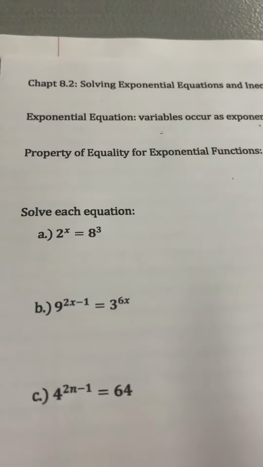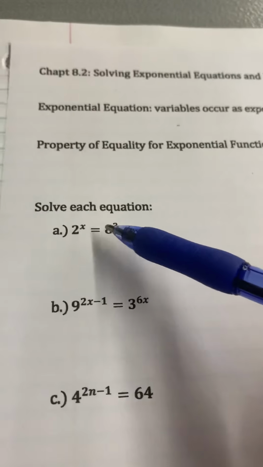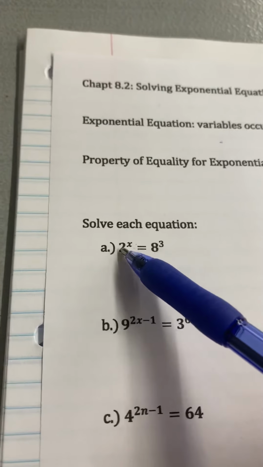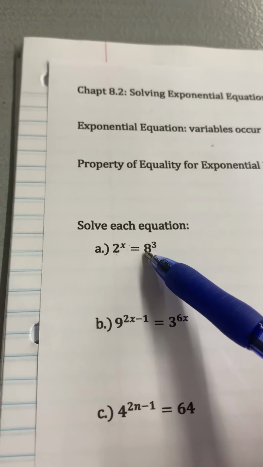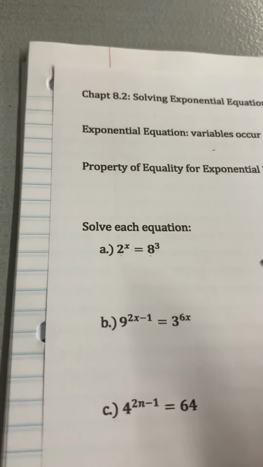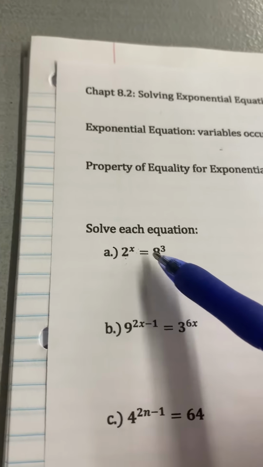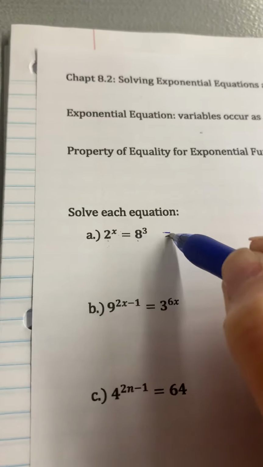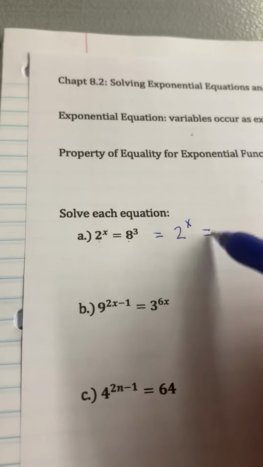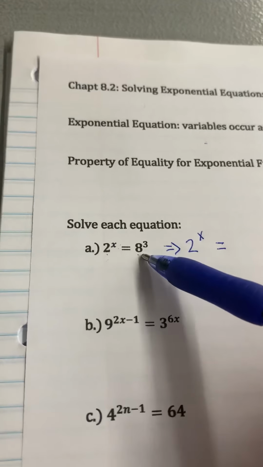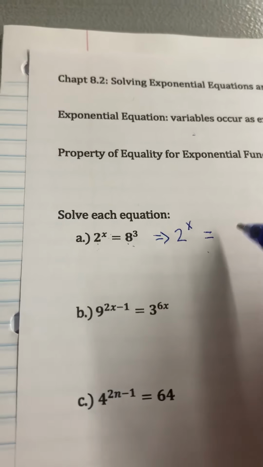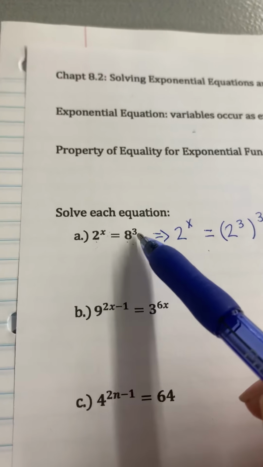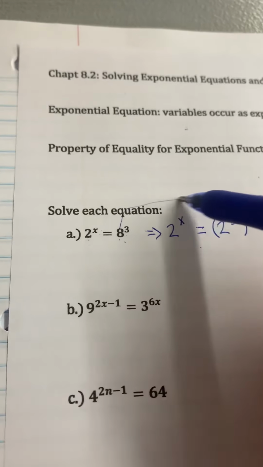Let me explain how that's going to work. Looking at this equation, we are solving for x, so our goal is to get x by itself. My first step is we want our bases, which are 2 and 8, to be the same number. How can I get 2 or 8 to be the same number? Well, I can change what 8 looks like. So if I have 2 to the x equals, now how can I change 8 to look like 2? Well, 8 is really 2 cubed. So all I did was change what 8 looked like.